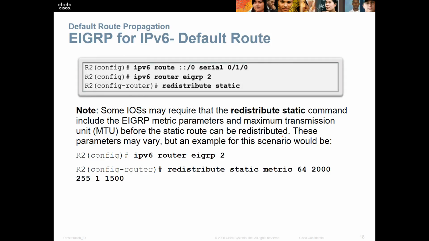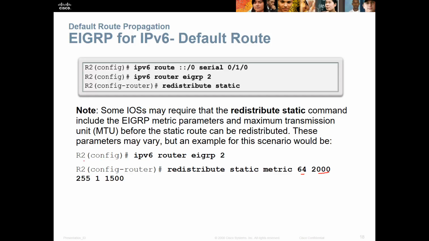We can do the same thing with IPv6. Similar commands: redistribute static, and that will allow us to do that. We can manipulate the static metrics if we choose to. Again, the K values: K1, 2, 3, 4, and 5.